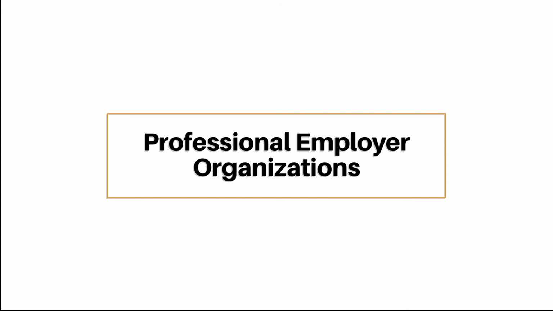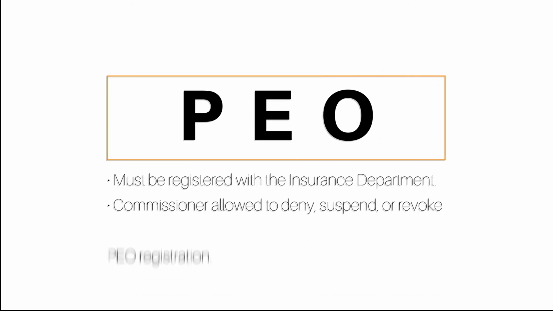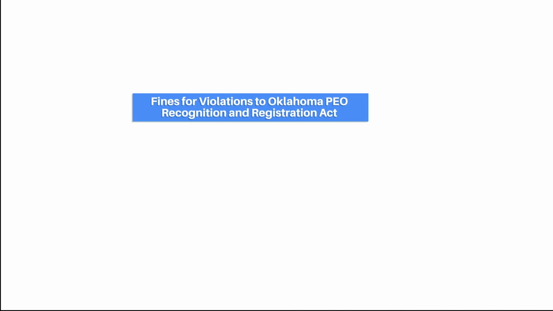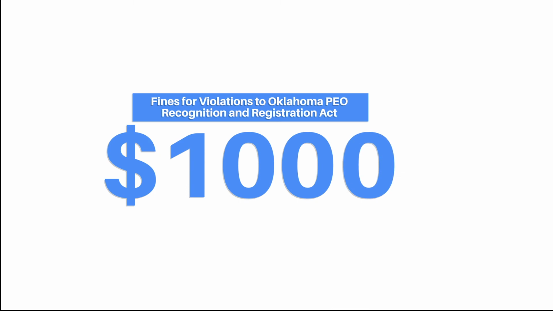On the opposite end of the spectrum is the Regulations for Professional Employer Organizations, or PEOs, which triggered a series of new codes to be added to the administrative rules. For starters, PEOs must be registered with the Insurance Department. The Commissioner is also allowed the power to deny, suspend, or revoke a PEO's registration. Violations to the Oklahoma Professional Employer Organization Recognition and Registration Act could weigh anywhere from $100 to $1,000 in fines.